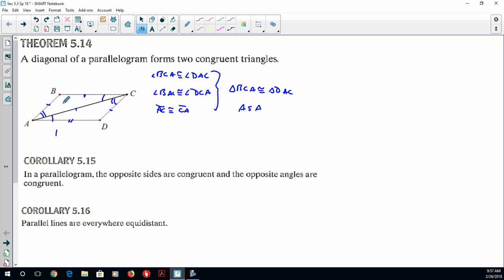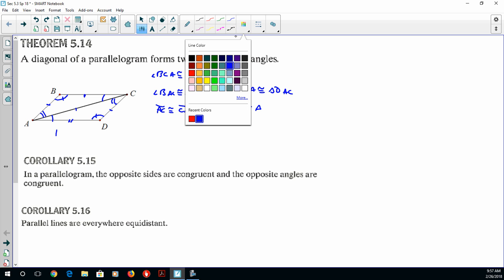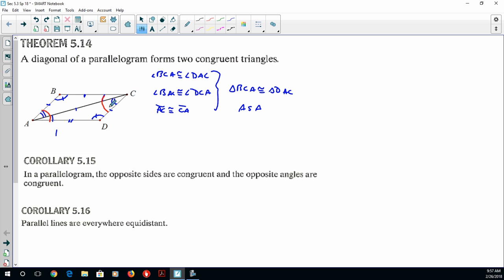And opposite angles, well, this angle and this angle correspond, so they're going to be congruent. If you draw the other diagonal BD, you get a big angle at A congruent to the big angle at C, because of the other sets of congruent triangles.